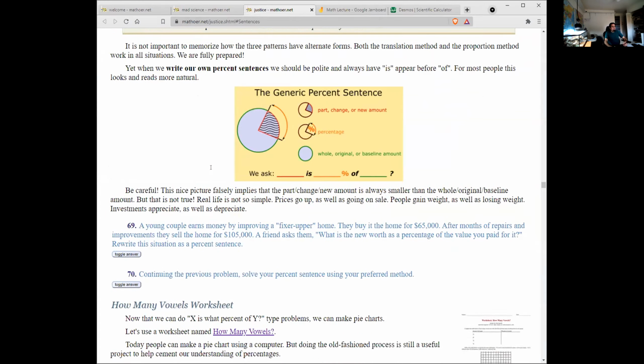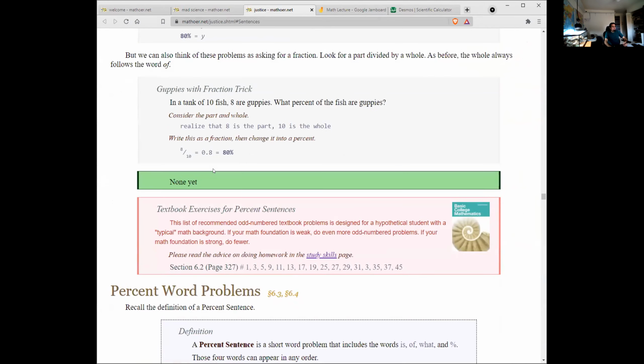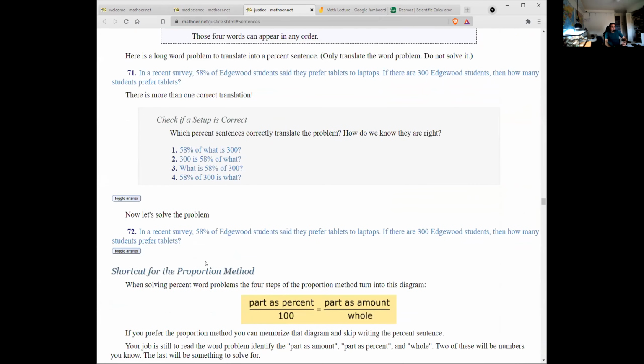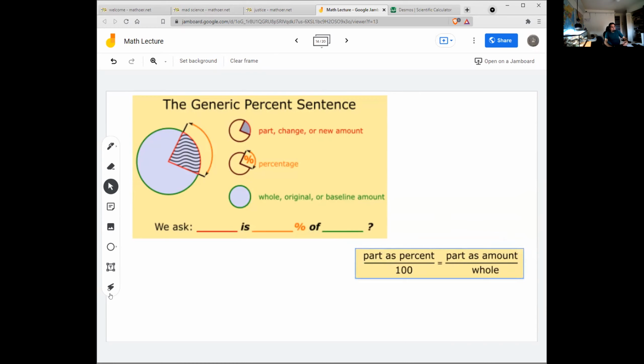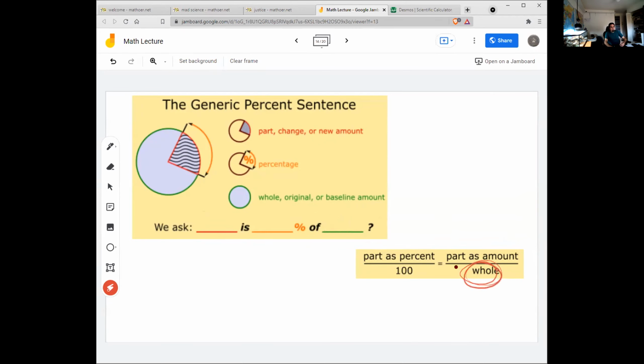And if you are a proportion person, then you can take this and make it like a proportion. Instead of writing it in this format, which is ready to translate, then you say, the thing after of is going to be my whole amount, my original, my baseline, this number. The percent is going to be the part of the whole represented as a percent over 100. And the thing we haven't used yet in the top corner here will be my part, my change, my new amount based on how the problem is worded.